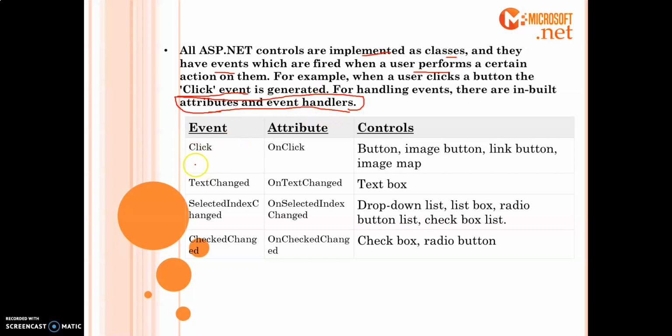There you can see the click event. Normally the button and link button will give the click event. The text changed event: in a text box we write something, and after this, this event will fire. The selected index changed event we can use with controls like the drop down list, combo box, list box and check box list. The checked changed event we can use with the checkbox and radio button. So let's see one by one.